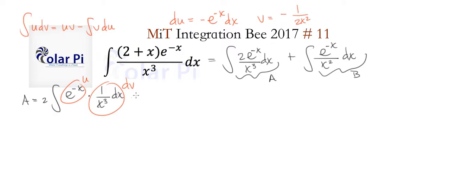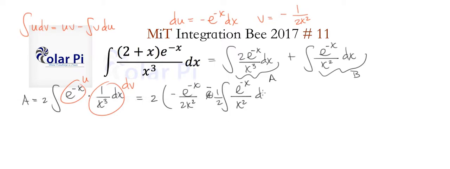Now, from here, we have 2 times the integral of u dv, and so that's going to be equal to 2 times this right-hand side. Did I go too fast? Okay, let's slow down. So we know where the 2 came from, and then it's uv. u is e to the minus x, and v is this guy, so that explains why I have minus e to the minus x over 2x squared.